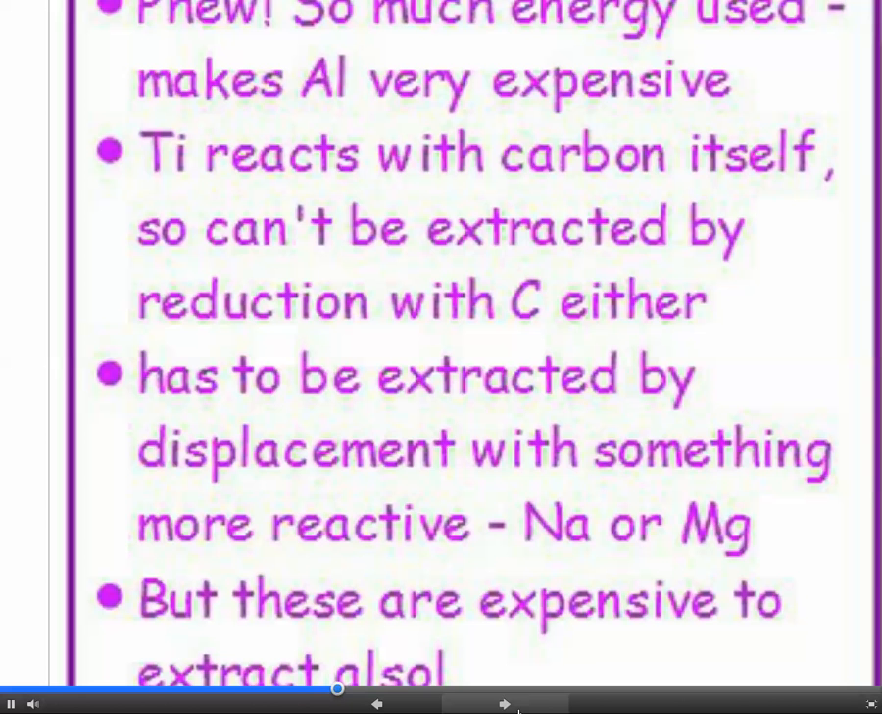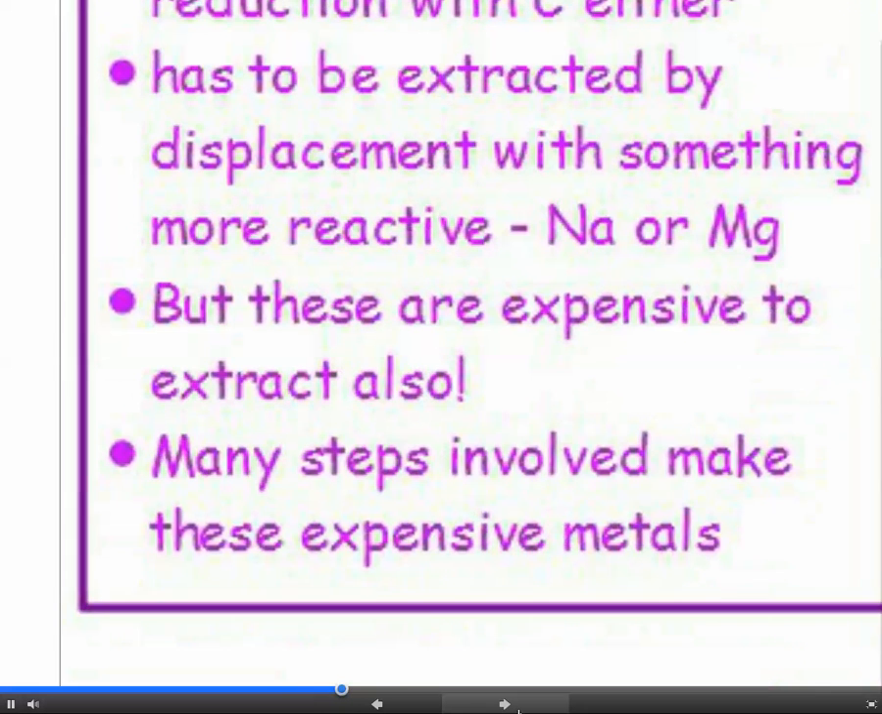Titanium reacts with carbon itself. So again, titanium can't be extracted by reduction with carbon either. Titanium has to be extracted by displacement with something even more reactive, and we use sodium or magnesium for this. But these are expensive to extract also. So all these many steps that are involved in extracting titanium and aluminium make both of them expensive metals.